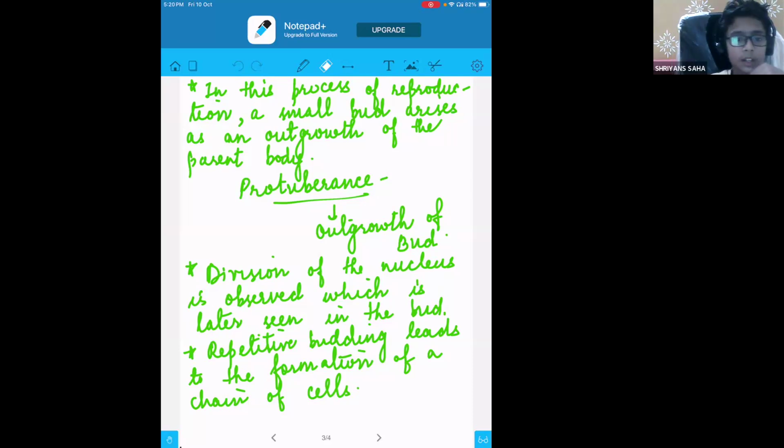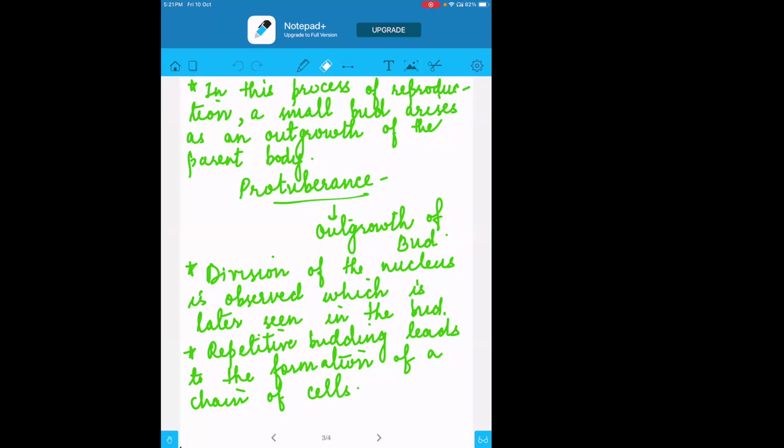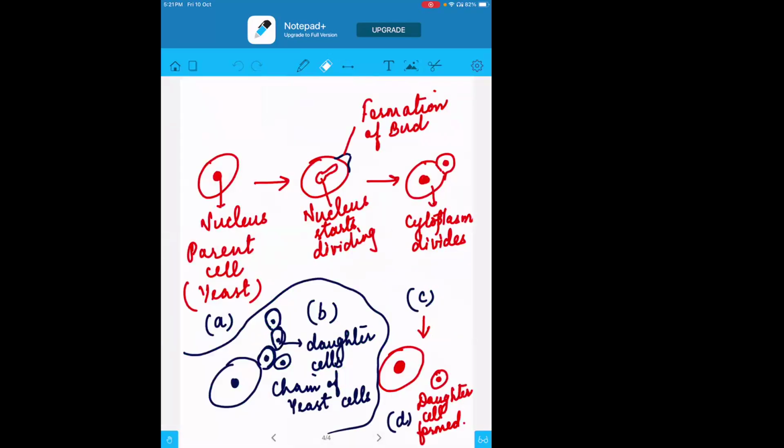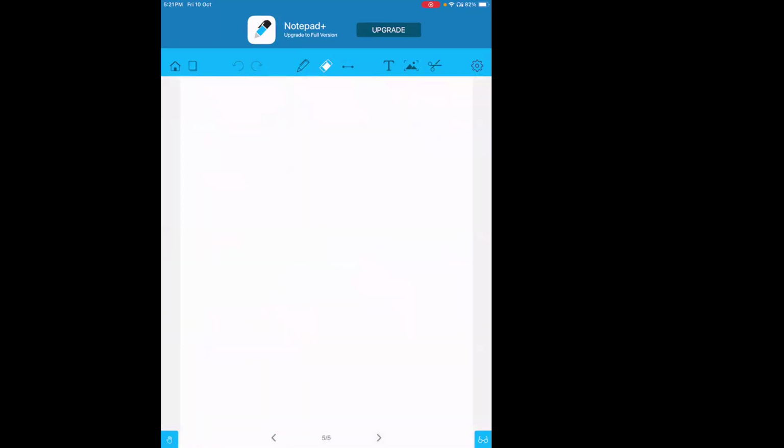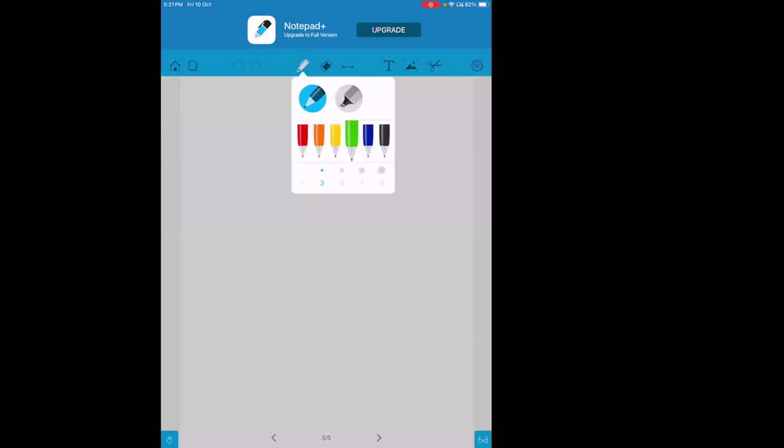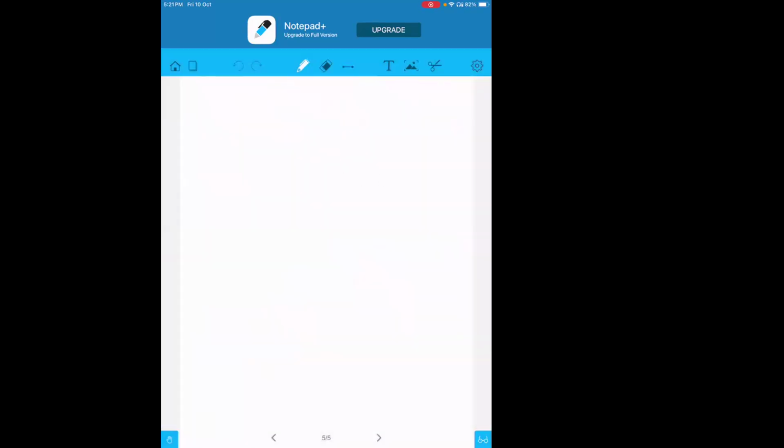Ma'am, on this page, what is the name after small? A small bud arises, B-U-D, bud. Okay, now we'll go to the next type of asexual method. Okay, the next process is fragmentation.